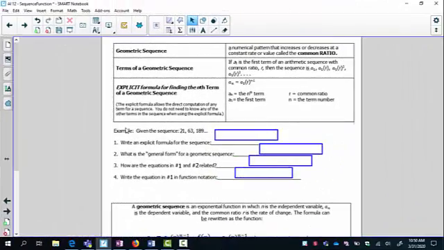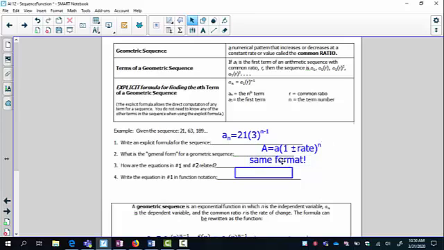We are given the sequence 21, 63, 189, so our common ratio is 3. And if I write an explicit formula for this, we say a sub n equals a sub 1 times 3 to the n minus 1. And the general form for a geometric sequence is a, my original amount, times 1 plus or minus the rate. Remember, this would be my growth or decay factor to the nth power. These are basically the same format.